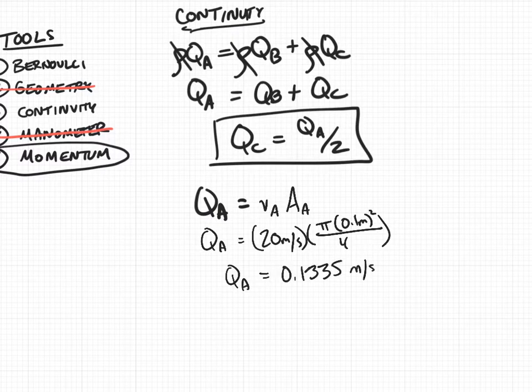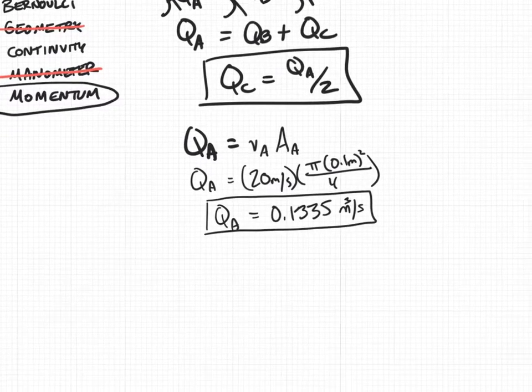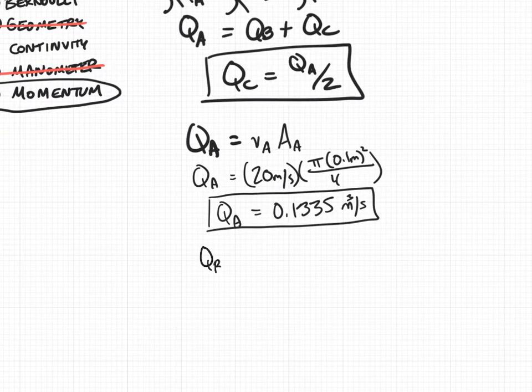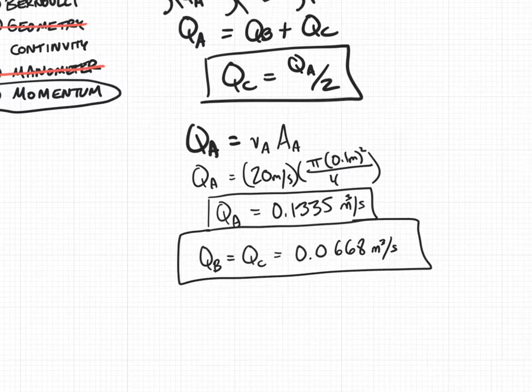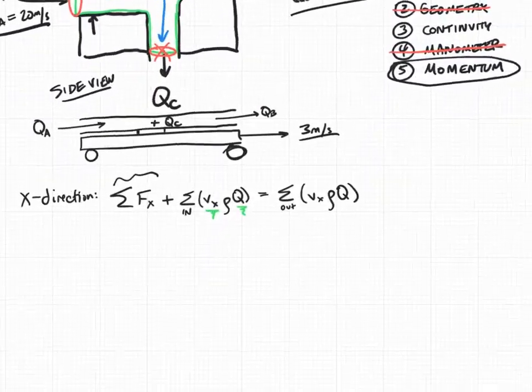So QA equals 0.1335, cubic meters per second. And I really should have another significant figure on there, but whenever I worked this, I didn't have that. Okay, so then that means QB and QC are each a half of that. So that's going to be 0.0668 cubic meters per second. Okay, so that takes care of our momentum equation.